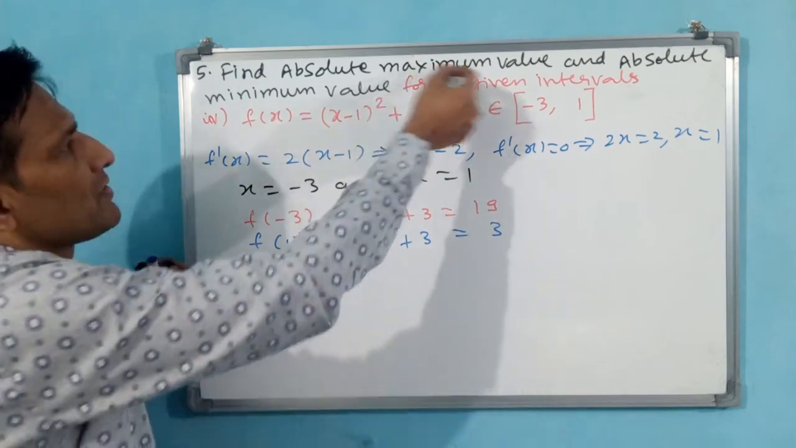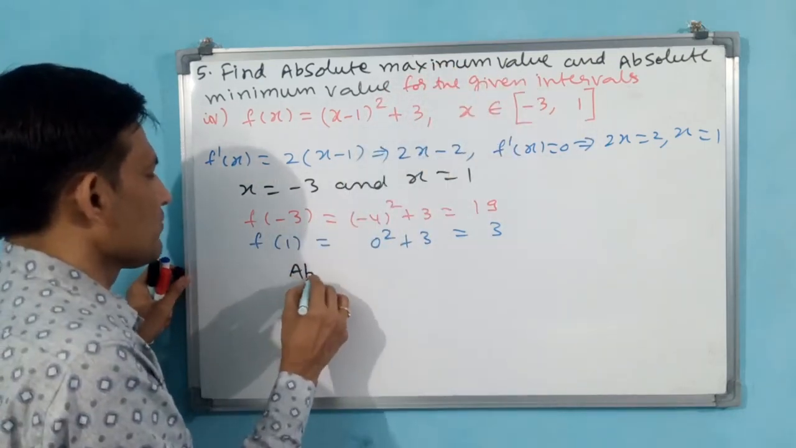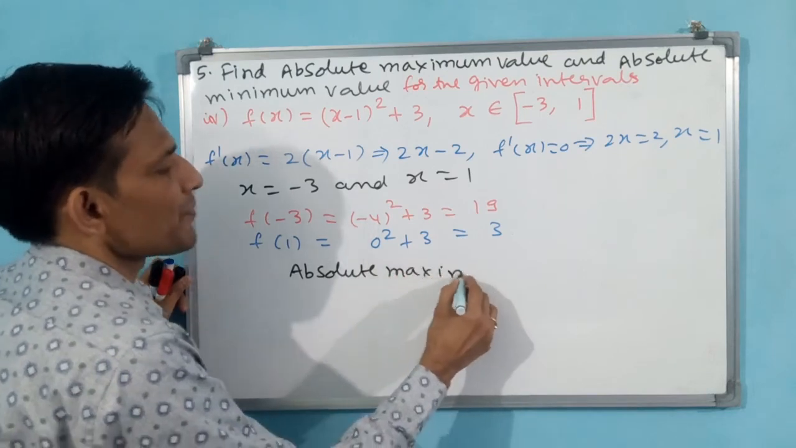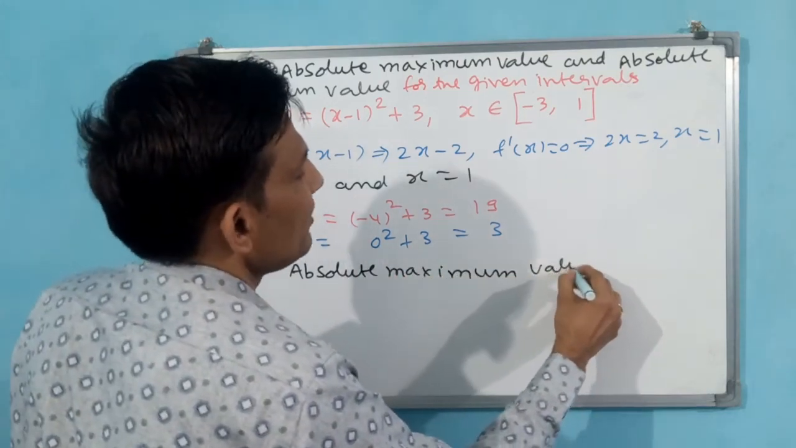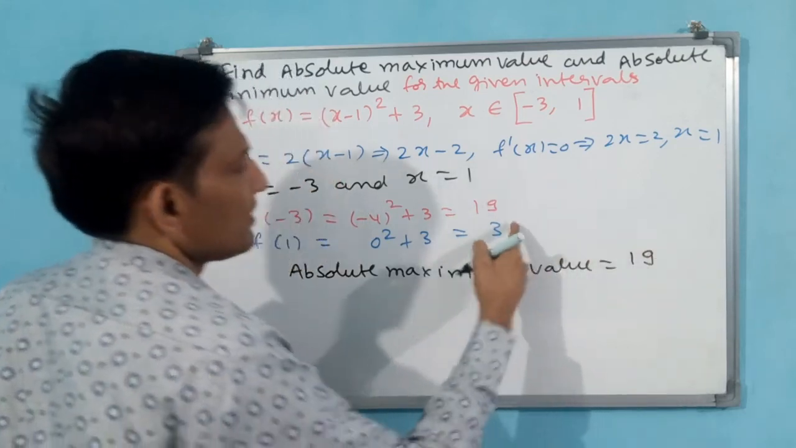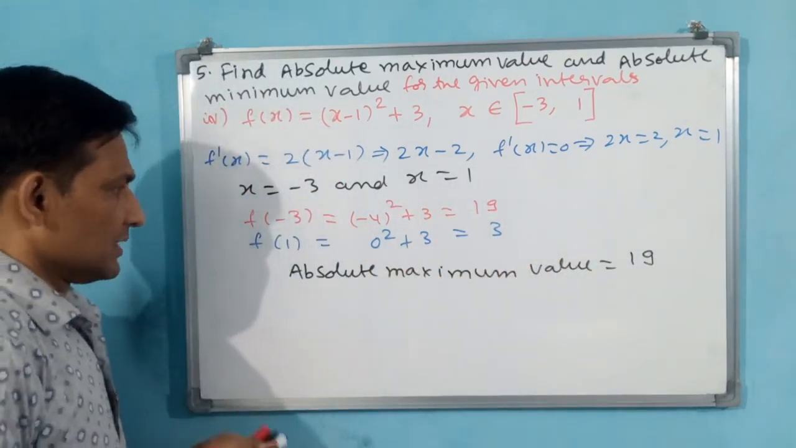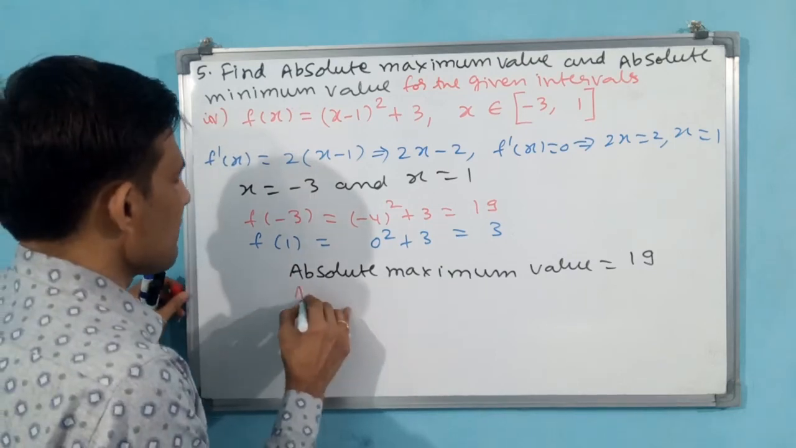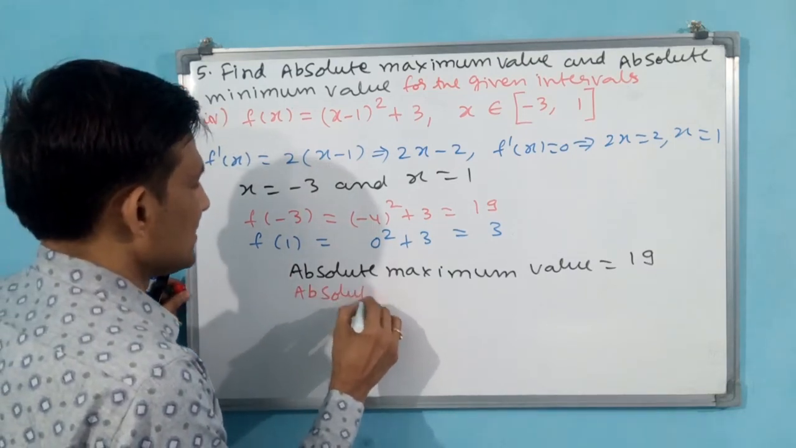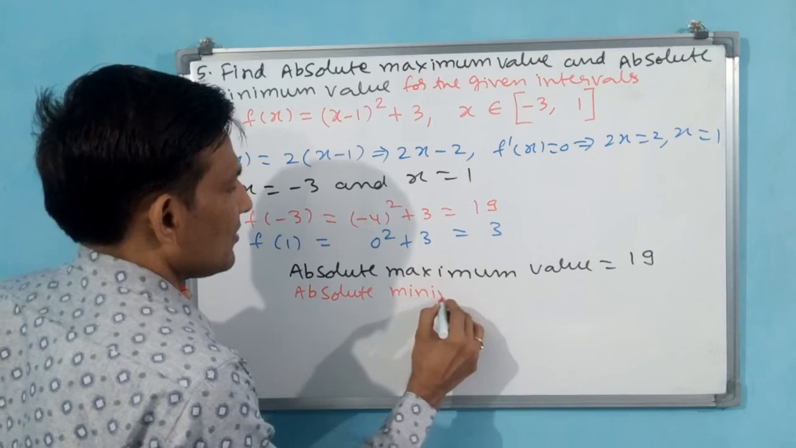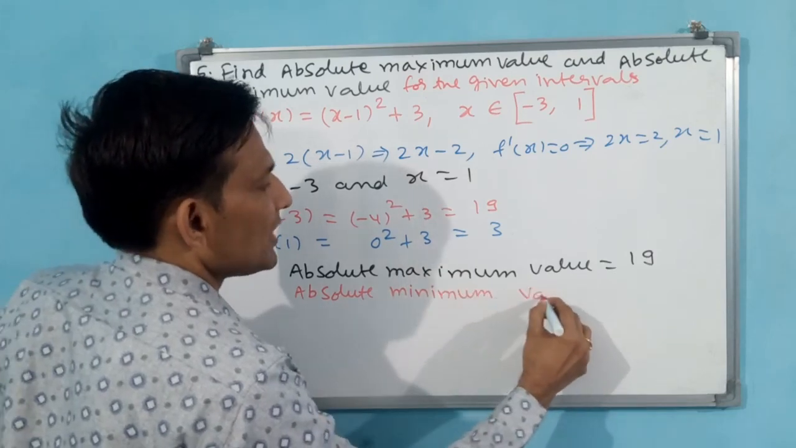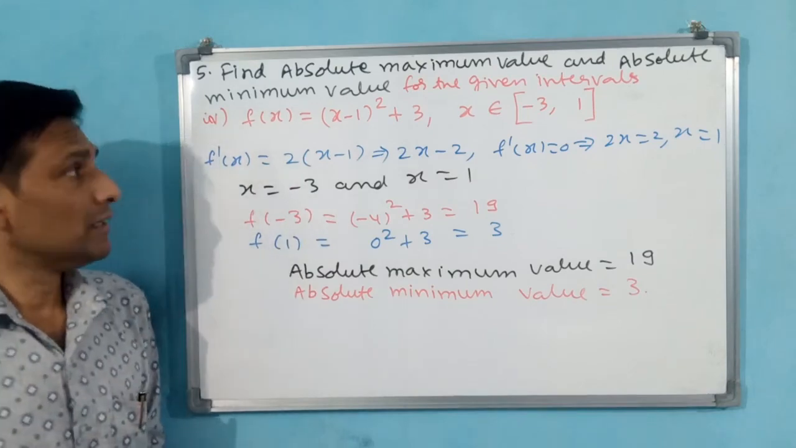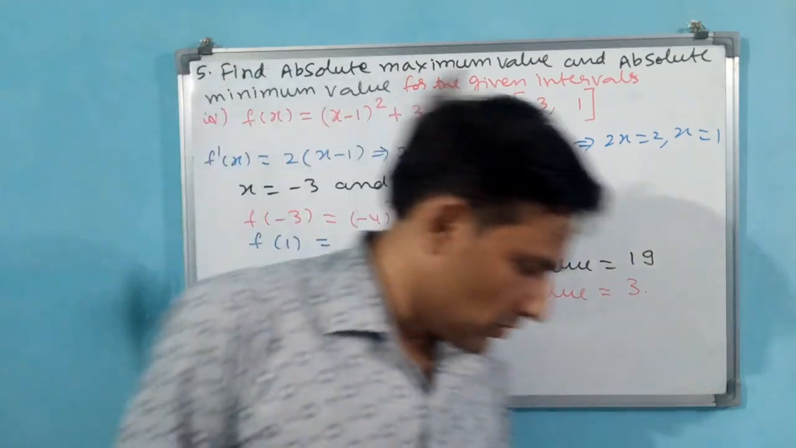Absolute maximum, first they are asking the absolute maximum only, you write. The absolute maximum value is equal to 19. Why? Because 19 is bigger. That is why this is the absolute maximum. Now write down the absolute minimum value. Okay. Now we finished the fifth question.